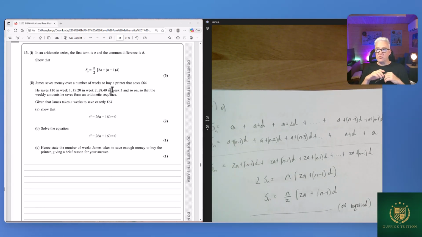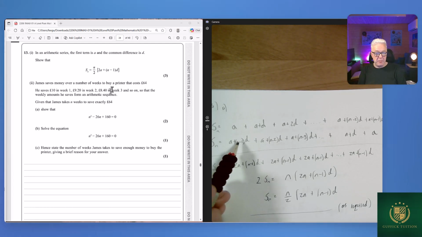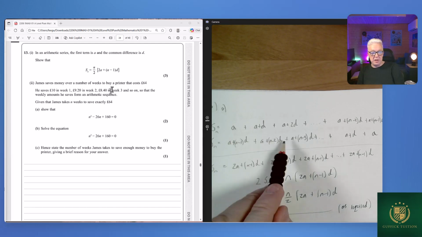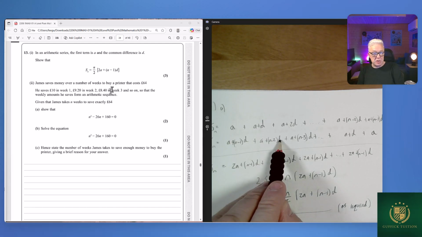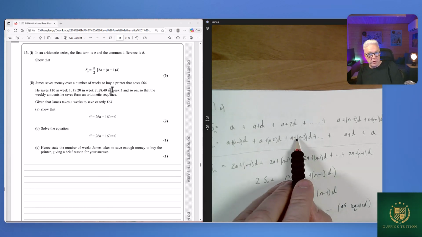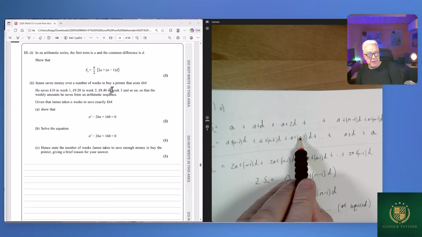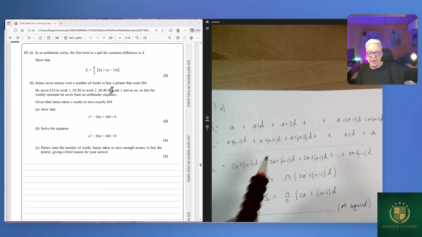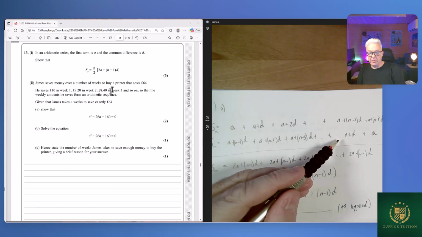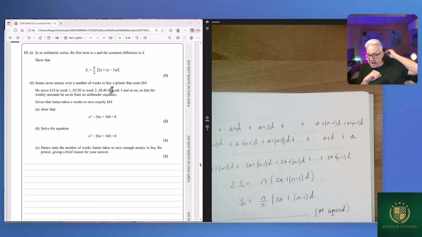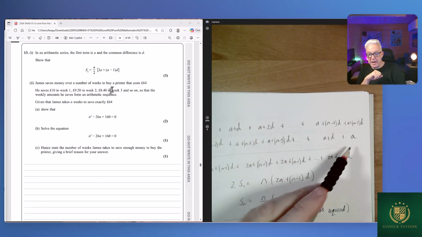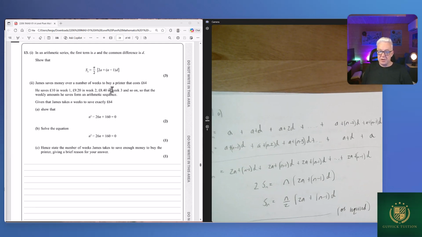Then you write the same sequence backwards underneath. So I've got the last term, which is a plus n minus 1 times d. The term before that is a plus n minus 2 times d. The term before that is a plus n minus 3 times d, and then it carries on dot, dot, dot in the middle, and the second from the end term is a plus d, and the last term is just a. So we've written the series forwards and underneath backwards.